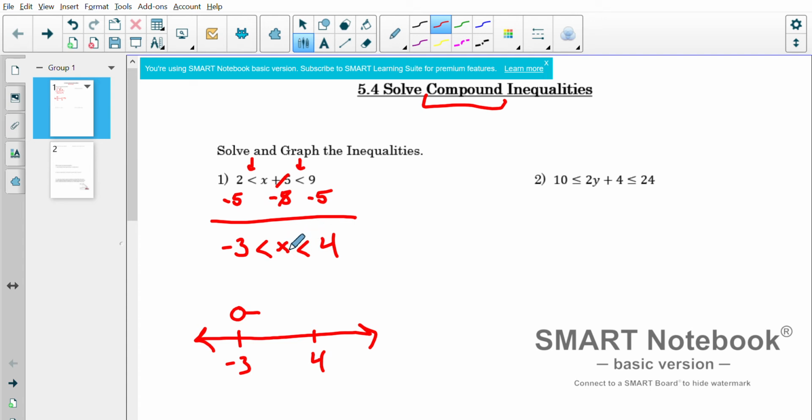Then go back to x, see what its relationship is with 4. So the closed side is facing x, so x is less than 4. So I still have an open dot, but now this one's going to go to the left. So I now have two open dots, and they are going to connect in between. X is greater than negative 3, and x is less than 4. The solutions are between negative 3 and 4.